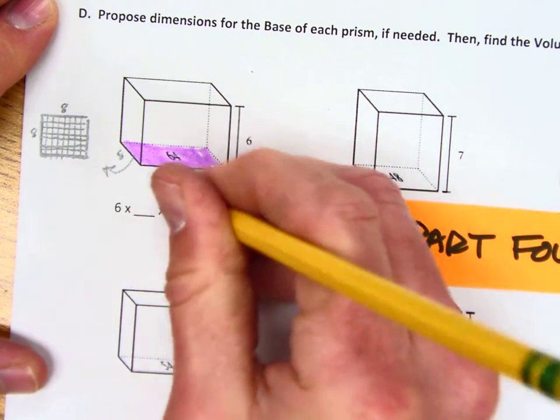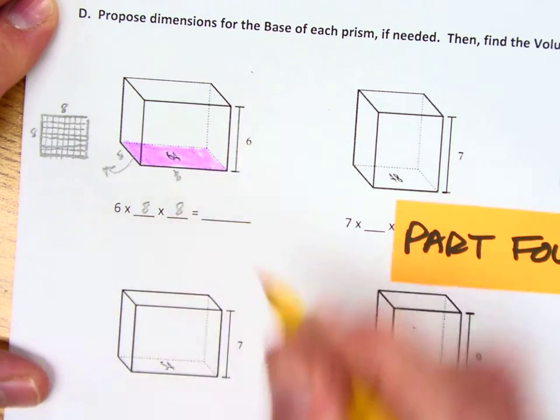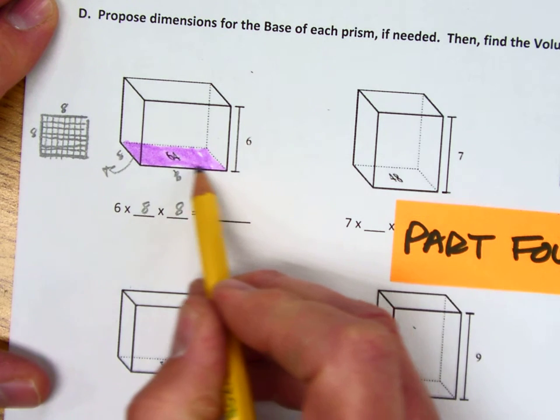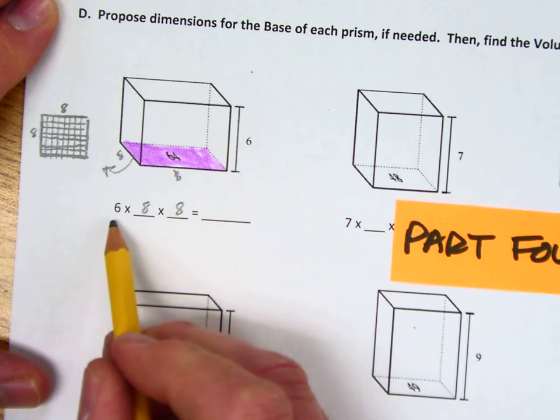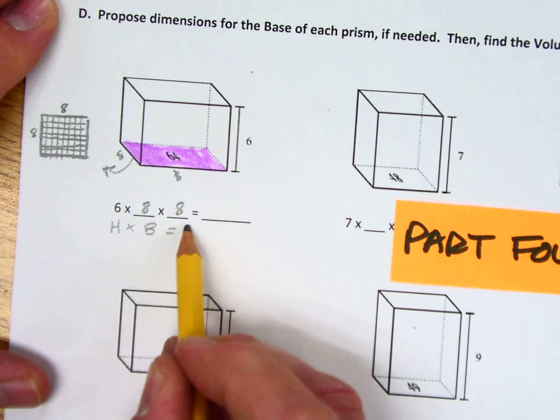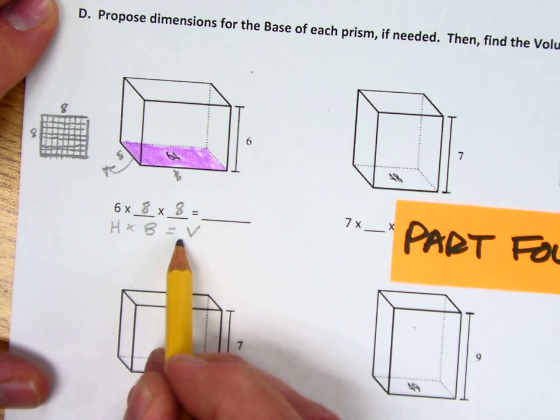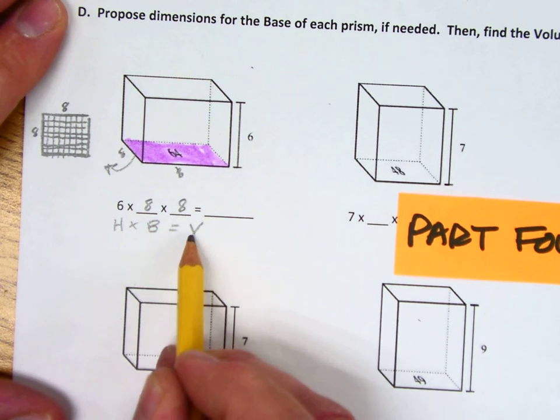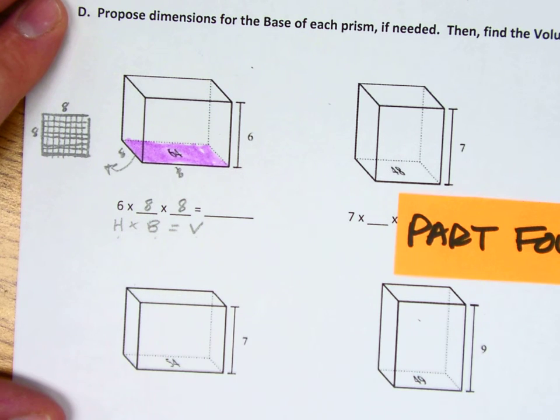So if those two are there, you could write them down in this formula, and 6 times 8 times 8 is the height times the base equals the volume, and that's the formula for a simple rectangular prism. The volume is equal to the base times the height, and students then would need to calculate that.